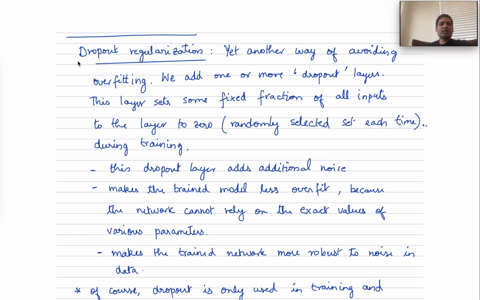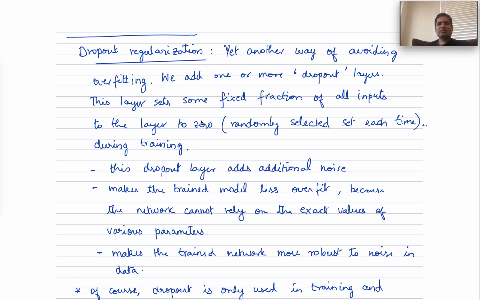So there's one other kind of regularization that we want to discuss briefly. Like we said, there's lots and lots of ways of regularization, namely lots of ways of avoiding overfitting or simplifying the space of functions that we're searching in. So dropout regularization is when in a neural network we add one or more dropout layers.